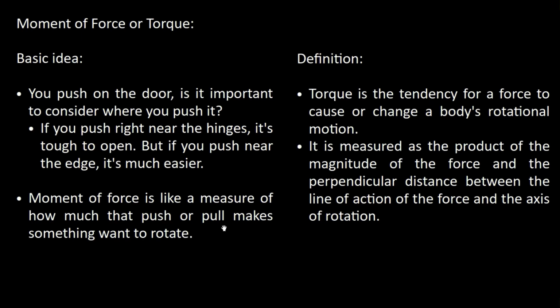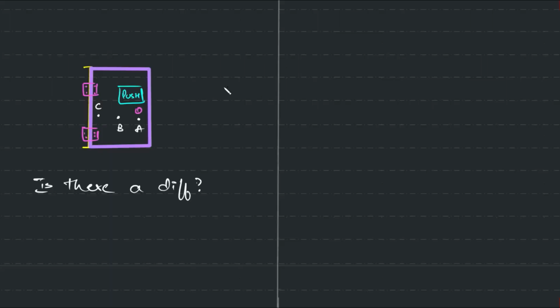So moment of force is a measure of how much that push or pull makes something want to rotate. Torque is a tendency for a force to cause or change a body's rotational motion. It is measured as the product of the magnitude of a force and the perpendicular distance between the line of action of the force and the axis of rotation. So we will take up a diagram.